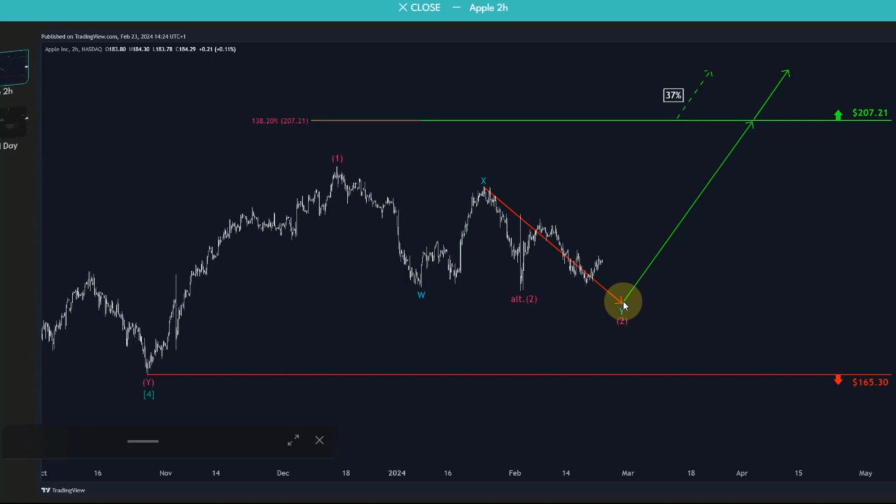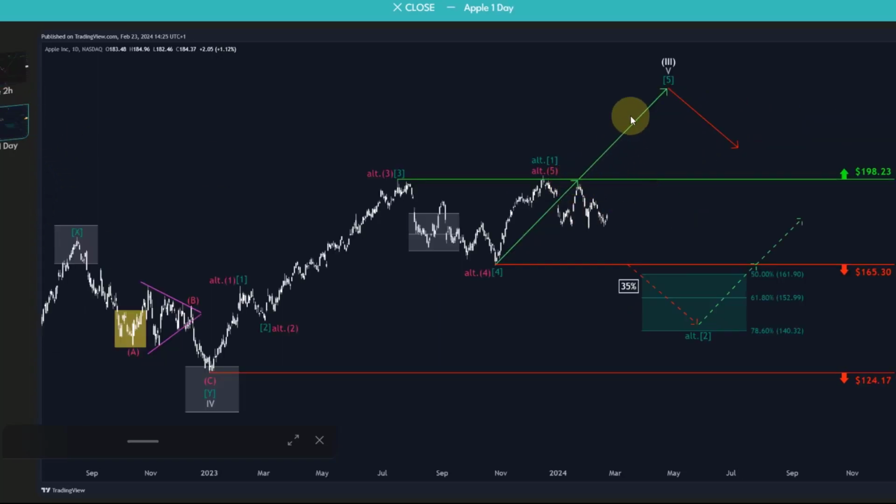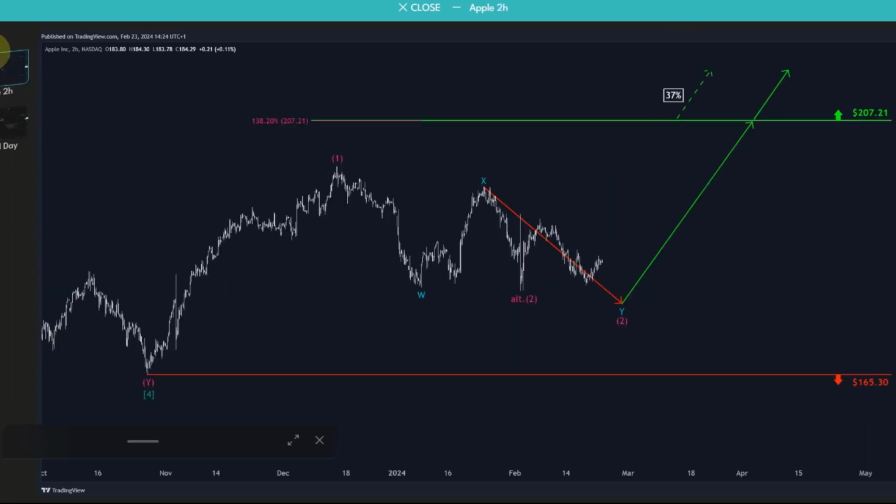As soon as wave 2 is complete, we should see a rise, and the price should break above the $207.21 resistance area. On the daily chart, this would mean we are going higher to complete this wave 5 of 3. If the price breaks below $165.30, then this idea of a 1-2 setup is invalidated, and we cannot follow this pathway higher more directly anymore.